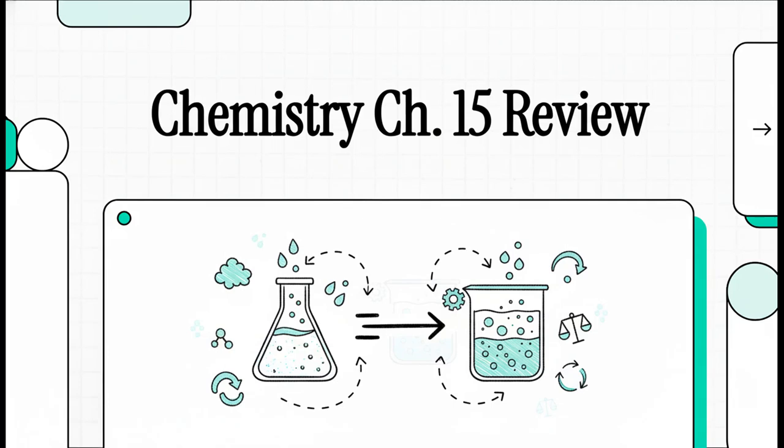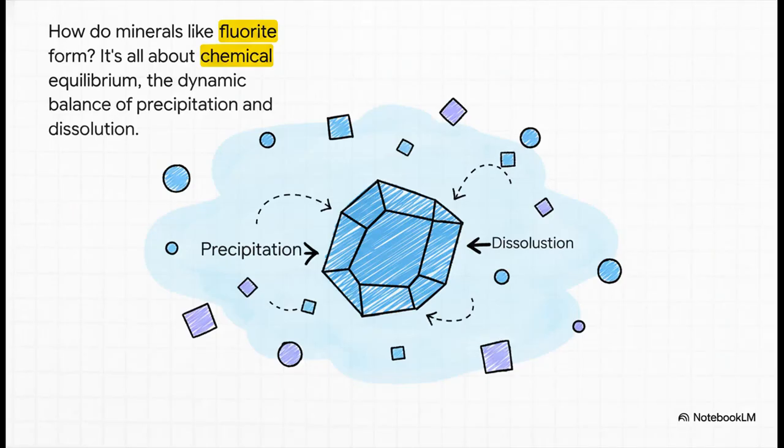Hey everyone, welcome back. We're about to do a quick review of Chemistry Chapter 15, all about equilibrium. The goal here is to tie everything together, from precipitation to coupled reactions, so you can really see the big picture. So have you ever looked at something like this, these amazing fluoride crystals, and wondered, how in the world does that even form? Well, it's not magic, it's pure chemistry. And that's exactly what this chapter is all about.